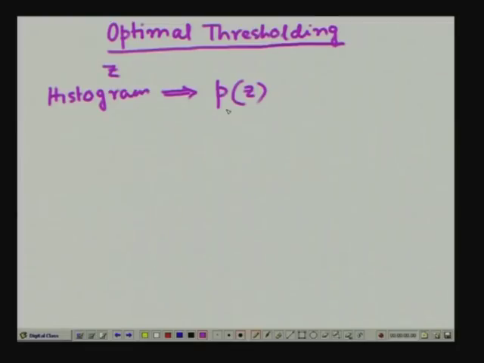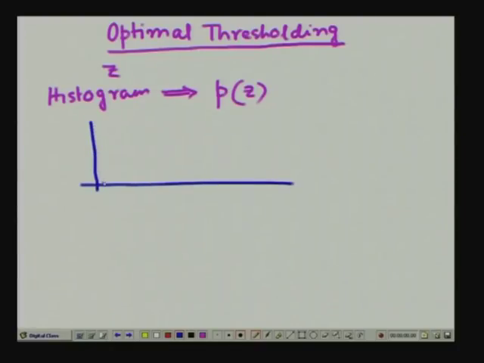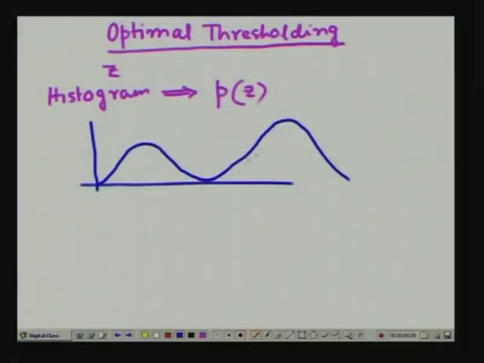Now, as we have assumed that the image contains two dominant intensity values, our histogram is likely to be a bimodal histogram. So, the kind of histogram that we will get for this image is a bimodal histogram. It will be something like this. As we said, the histogram is assumed to be a probability density function of the intensity variable z. So, this bimodal histogram can be considered as a combination of two probability density functions, or two PDFs. One of them is say P1(z), the other one is P2(z).